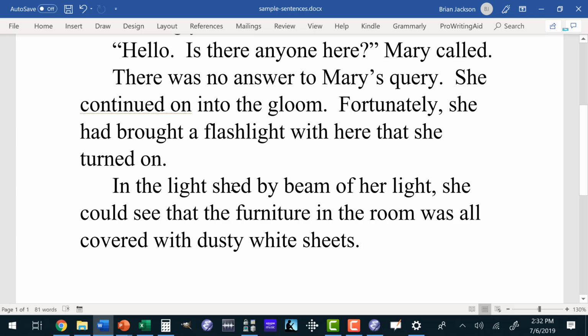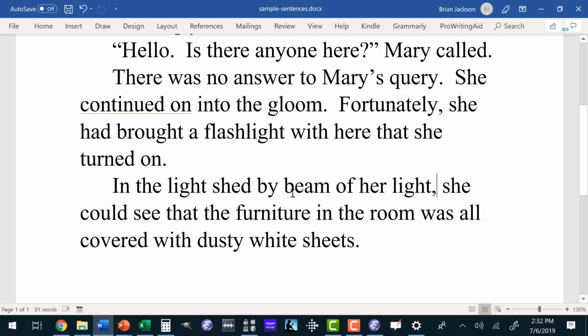That's past tense. That's good. She could see. How about she saw? That would be past tense too, or could see is past tense. But the furniture in the room was past tense, covered past tense with dusty white sheets. So we've got it all past tense. Now let's see if we have subject-verb agreement.